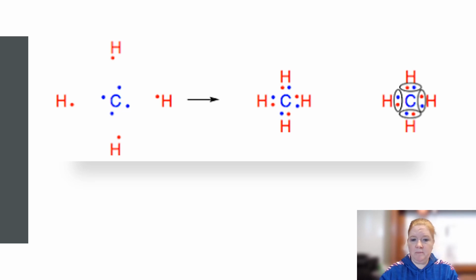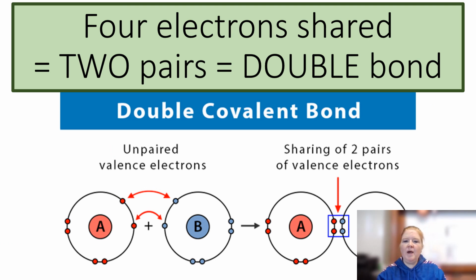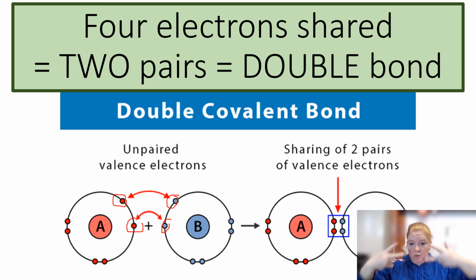Here's another example: two electrons shared, single bond. If you have four electrons shared, that's two pairs of electrons, and it's called a double bond. Because when we look here, when we're bonding these two atoms, I have unpaired electrons. So this one has two unpaired, and this one also has two unpaired. Since there's nothing else bonded to it, the only option is to make two pairs.